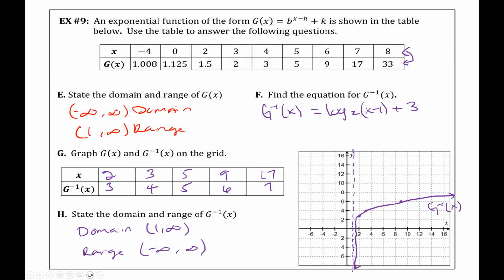All right, now I'm going to switch to red and do my original. On the original, plotting these points, it had a horizontal asymptote. And again, I'm going to use the whole values. So we're going to go to 3, 2.